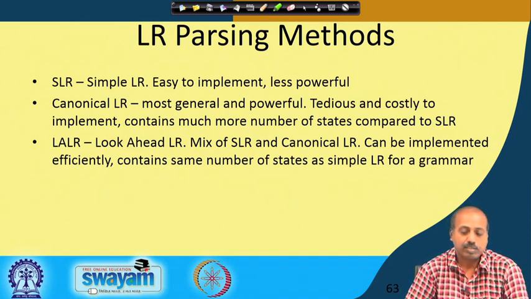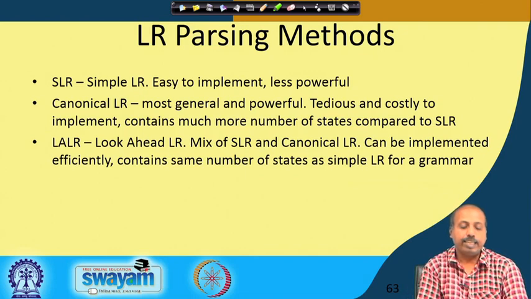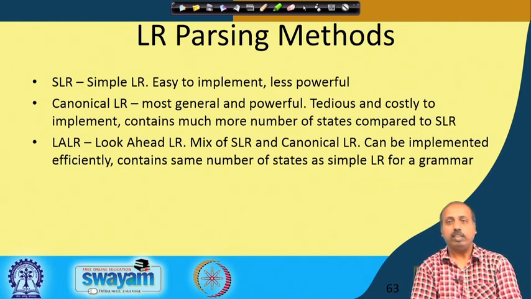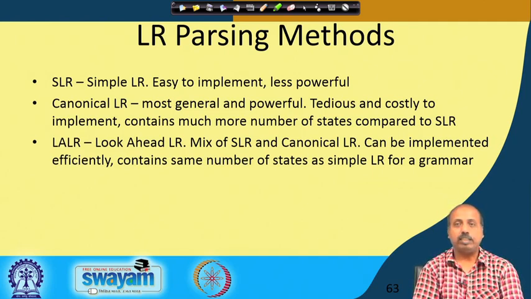Then another class of parser is known as LALR, which is look ahead LR. It will do some look ahead and try to see whether it can do better in terms of resolving the shift reduce conflicts. It is a mix of SLR and canonical LR, can be implemented efficiently, and most importantly it contains the same number of states as simple LR for a grammar. So, it has the same number of states as your SLR parser, but power wise it is the same as the canonical LR parser.